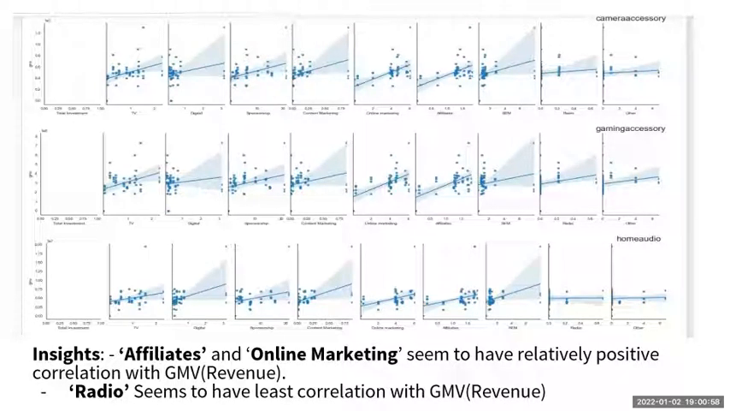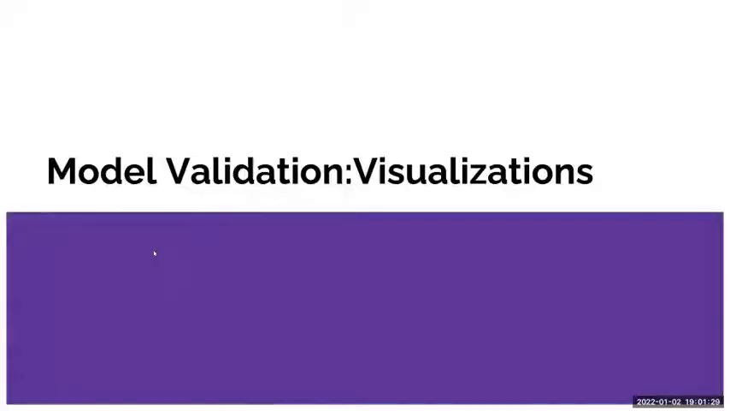This is a pair plot from the revenue to all the other variables. Here you see affiliates and online marketing have a steeper curve on the best fit line or linear regression curve, whereas radio does not have a steeper curve. So you can infer that affiliates and online marketing affect your revenue, which is also seen in our best fit line, right? Most of the three product categories had affiliates affecting GMV positively, and online marketing affecting GMV negatively.